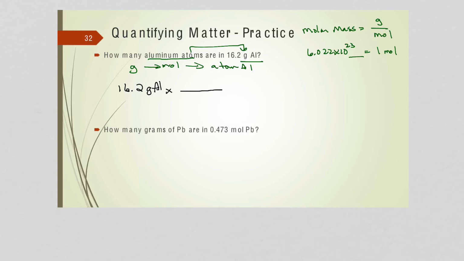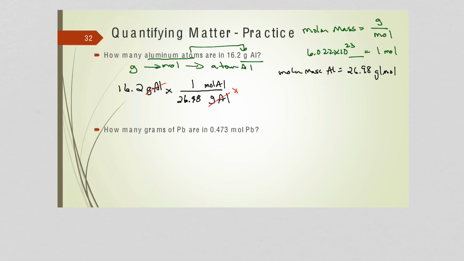And I need to go to moles of aluminum. So I'm going to use my molar mass. If I look on the periodic table, the molar mass of aluminum equals 26.98 grams per mole. Following dimensional analysis, I want grams of aluminum on the bottom to cancel, and moles of aluminum on the top. So I have 1 mole weighs 26.98 grams. My grams cancel, and I would get moles if I stopped here.